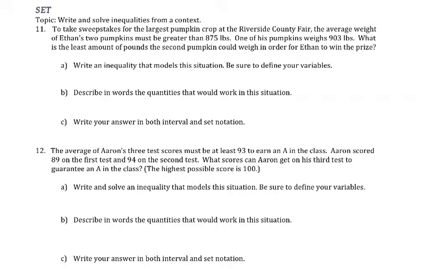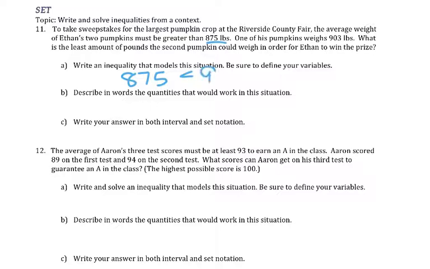So to take sweepstakes for the largest pumpkin crop at the Riverside County Fair, the average weight of Ethan's 2 pumpkins must be greater than 875 pounds. One of his pumpkins weighs 903. What is the least amount of pounds a second pumpkin could weigh in order for Ethan to win the prize? So 875 is the lowest we can have. So our answer has to be bigger. Okay.